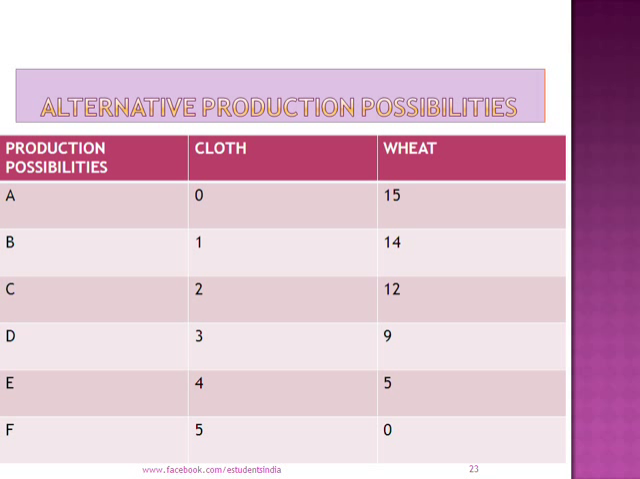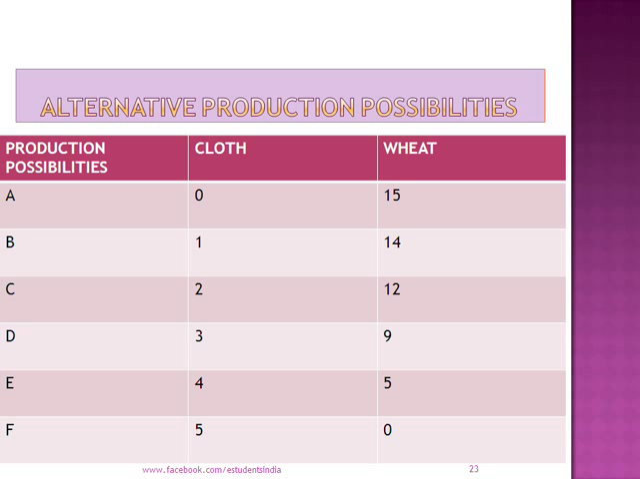Possibility B. The economy can produce with given resources 14 units of wheat and 1 unit of cloth. Possibility C. The economy can have 12 units of wheat and 2 units of cloth, and so on. As we move from possibility A towards F, we draw away some resources from the production of wheat and use them for the production of cloth.